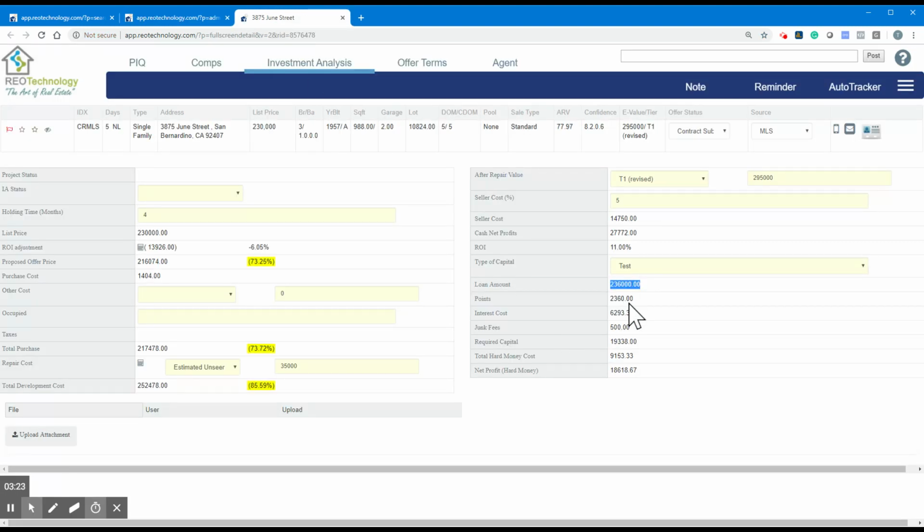So if you look at the math, 295 times 80, 1 point based on the loan, interest cost, junk fees, required capital, that is your total down payment, and then your total hard money. So it's an option based on that. If you need help on this, and obviously run your own calculations to make sure your math is correct.